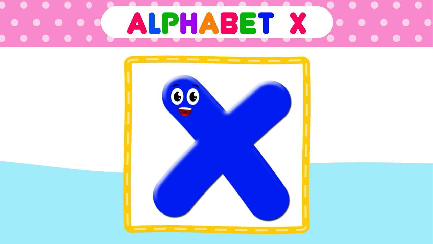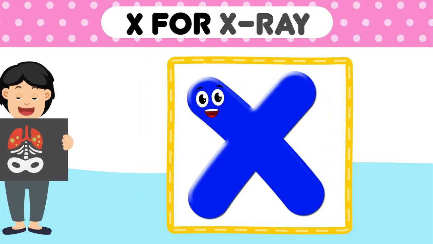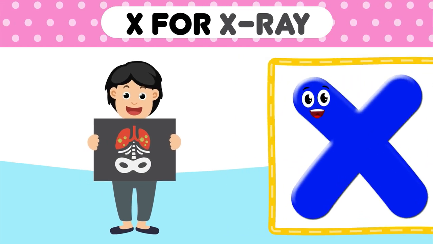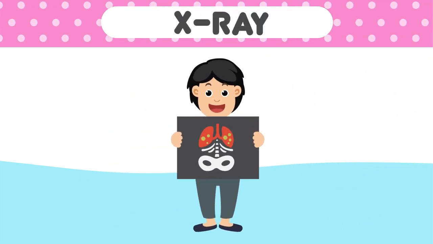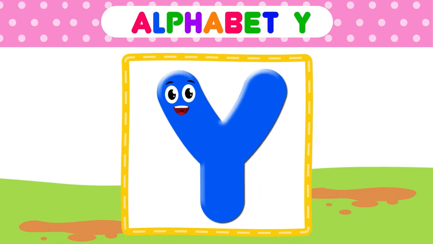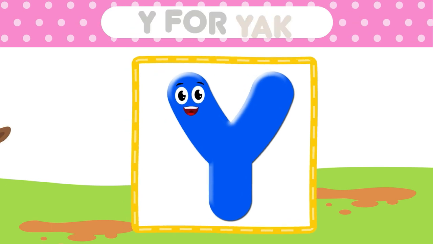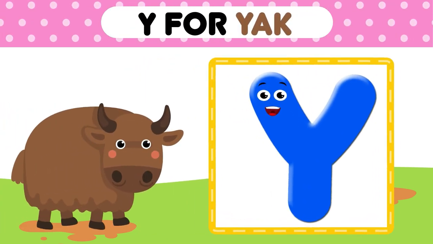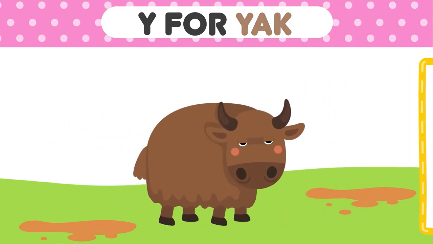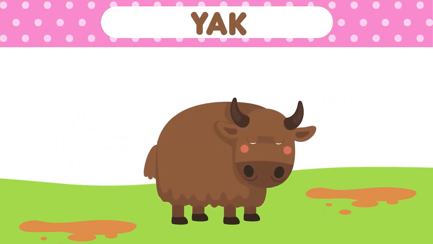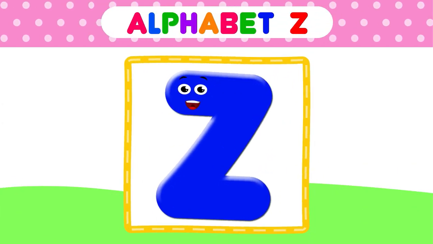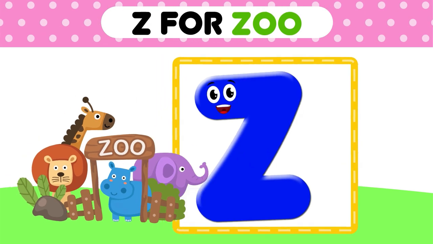Alphabet X. X for X-ray. X-ray. Alphabet Y. Y for yak. Yak. Alphabet Z. Z for zoo.